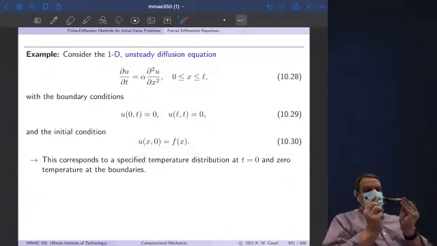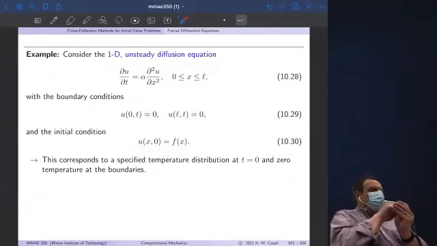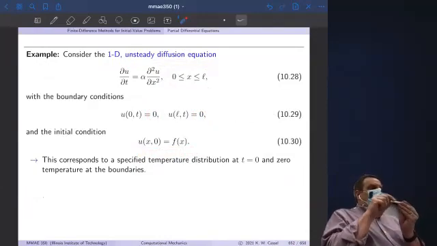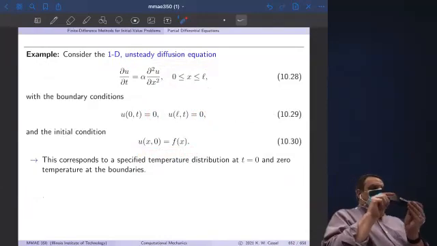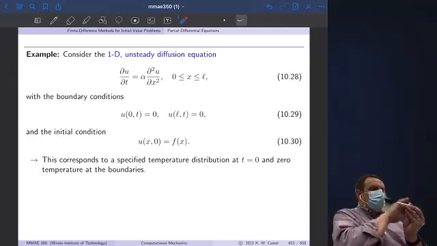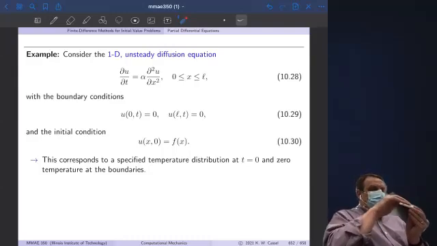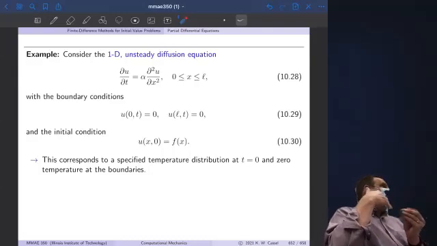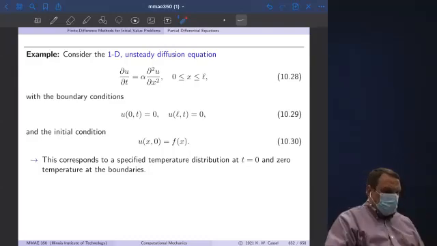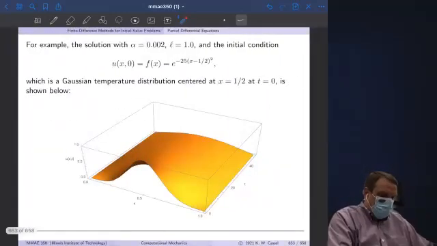So this would be like having a temperature. So my pencil, so I know the temperature at t equal to 0 along the length of my pencil. And then as time progresses, I'm just calculating how the heat diffuses in my pencil. So 0, 0 on both ends. Start with f of x as the initial temperature distribution, and then track the temperature in time, u, as a function of x and t.